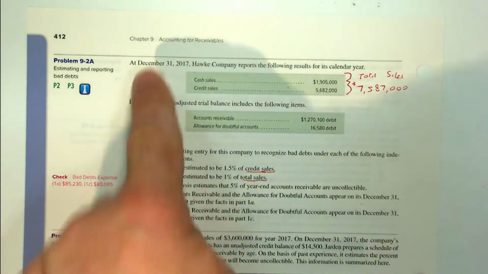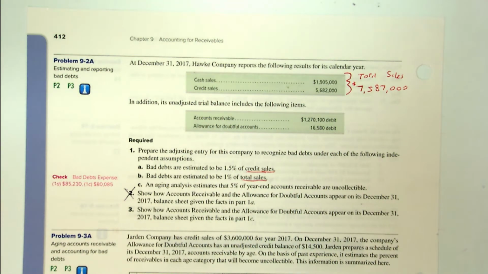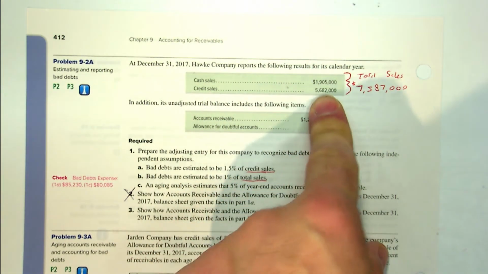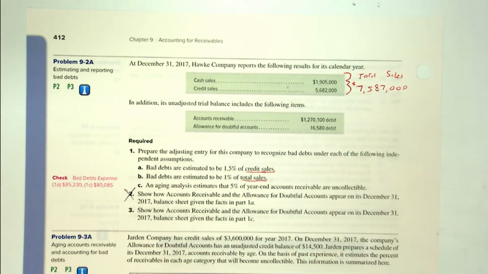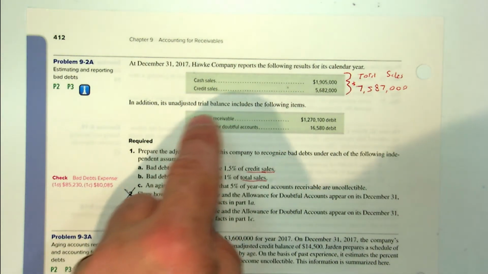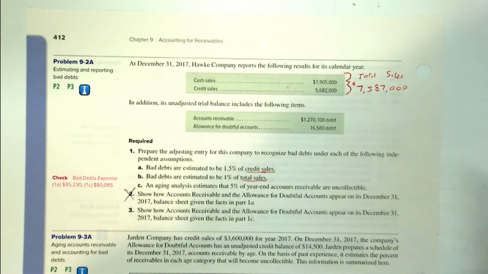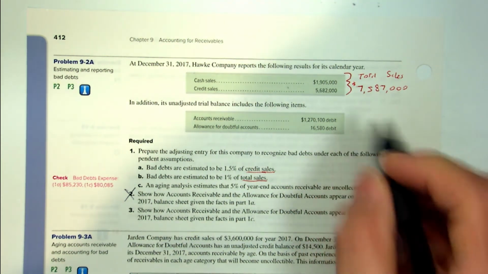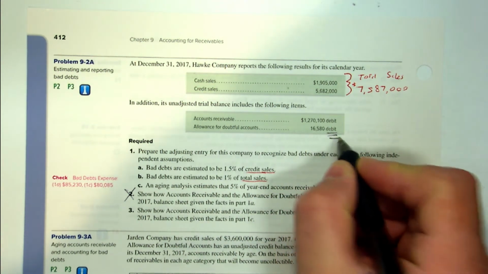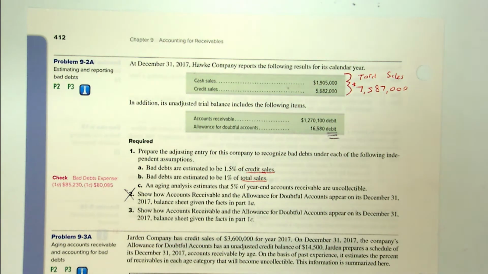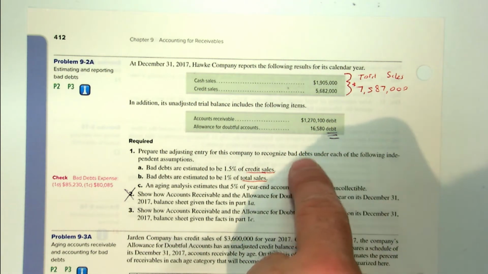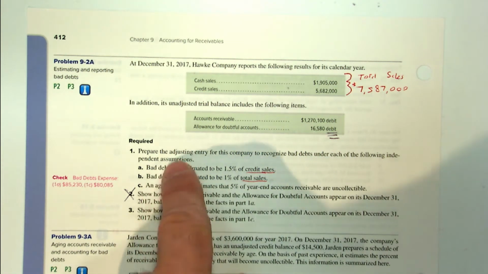At December 31, 17, Hawk Company reports the following results. They give us the cash sales amount and the credit sales amount. Obviously, the summation of those is the total sales, correct? In addition, its unadjusted trial balance yields the following items. Accounts receivable, that is the balance of it, and then the allowance for doubtful accounts has a 16,580 debit balance, correct? Prepare the entry for this company to recognize bad debt expense under each of the following independent assumptions.